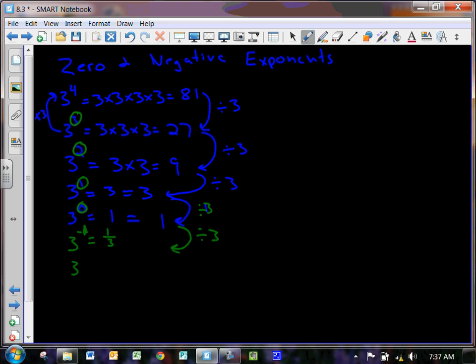So 3 to the negative second, you would divide by 3 again. So 1/3 divided by 3 is actually equal to 1/3 squared, which is 1/9. Looking at that division by 3 kind of builds up what this negative power and this 0 power is. So we're looking at some general rules just to give you some ideas.